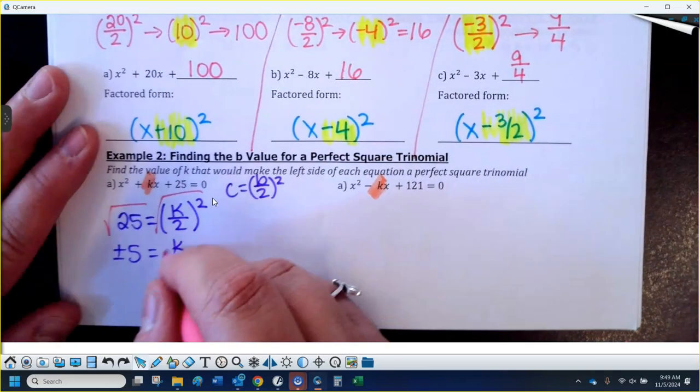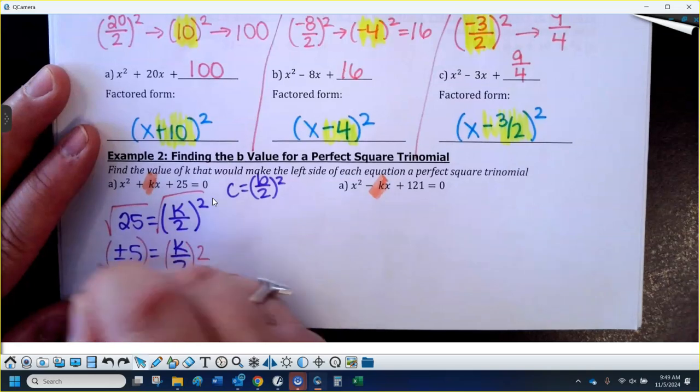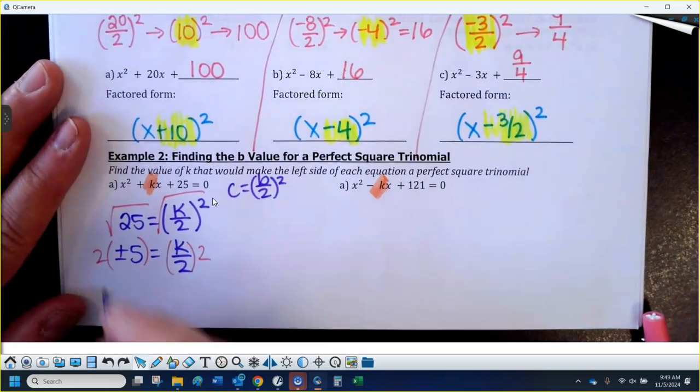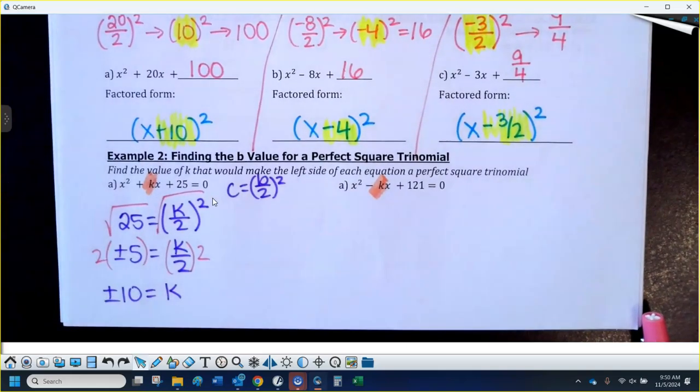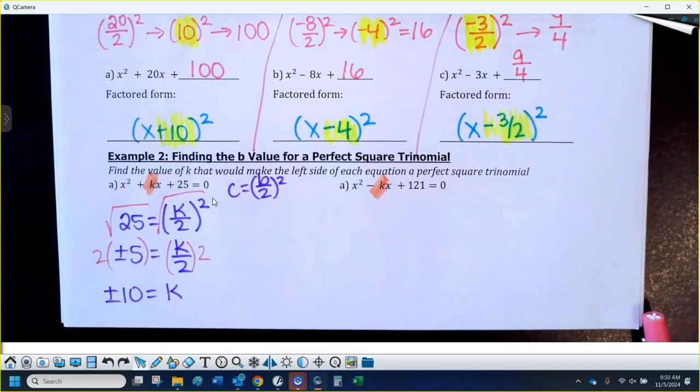Now, I know I have a plus and minus symbol. You can still get k by itself by multiplying by 2. You would still have the plus and minus symbol, but there's 2 possible values that you could plug in there to make that a perfect square trinomial. It could be positive 10, or it could be negative 10. When you get to the Math Excel, it might say to you, what's the positive version or what's the negative version? But there are 2 possible answers. That could be a 10 or a negative 10. Both situations would be a perfect square trinomial.